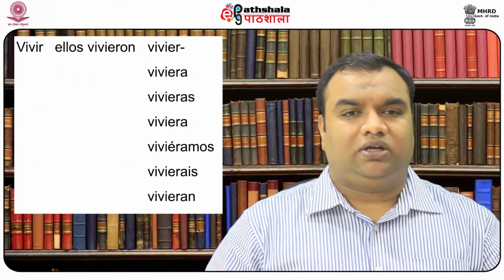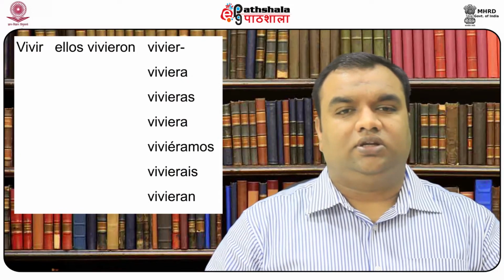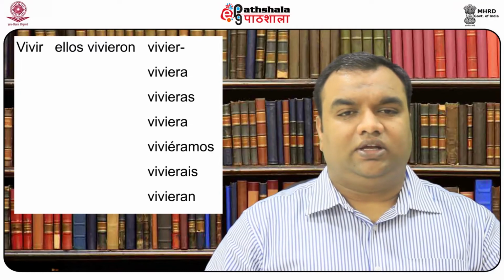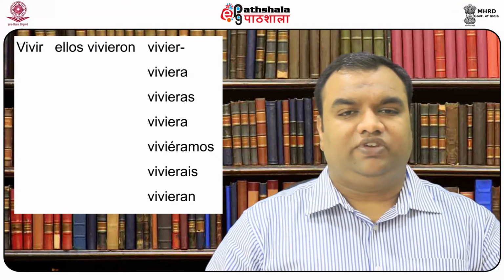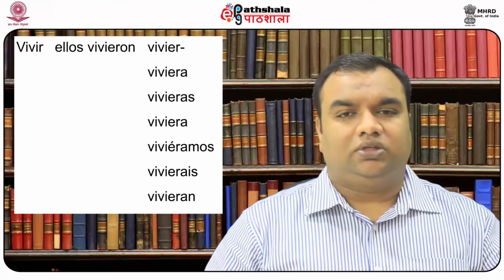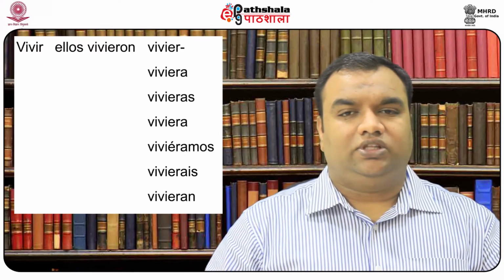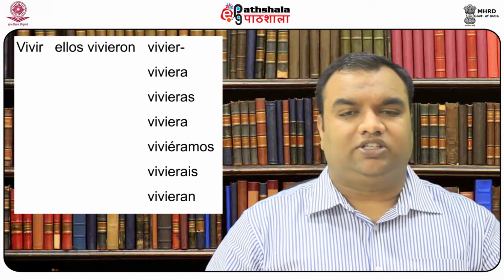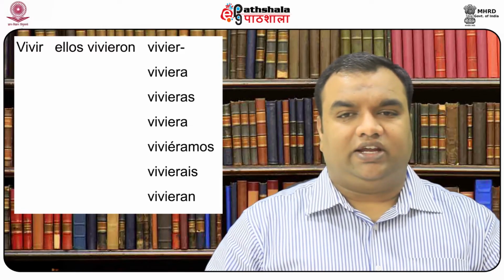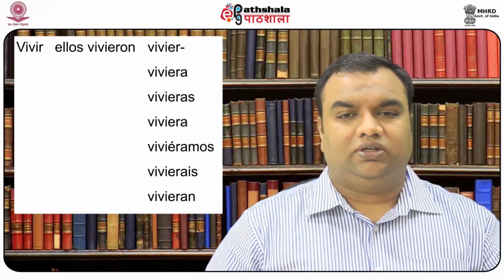Another example that can be taken is the verb vivir, which means to live. The infinitive form is vivir and the third person plural in the preterite is conjugated as ellos vivieron. So remove the on and the stem is vivier. To this we add the endings of the imperfect subjunctive and thus we receive the conjugations as viviera, vivieras, viviera, viviéramos, vivierais, vivieran.